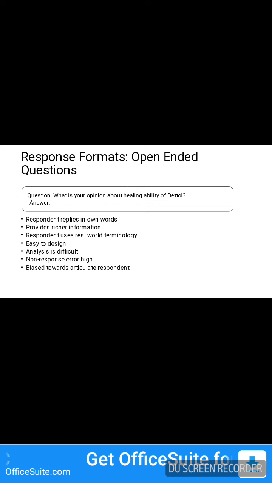So they may find it very difficult to provide you an answer to this question. So these kind of questions are biased towards articulate respondents, those who are able to express their views without any inhibition and in a very nice manner. So these three are the drawbacks with open-ended questions.